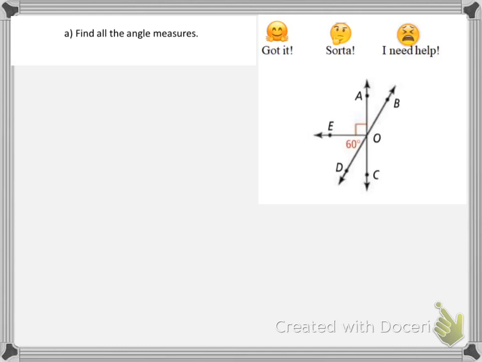Okay, this one is find all the angle measures. So we need to understand what we can assume. And so on this one, we would see, first of all, the vertical angles. I always like looking at the vertical angles. The kissing fish.